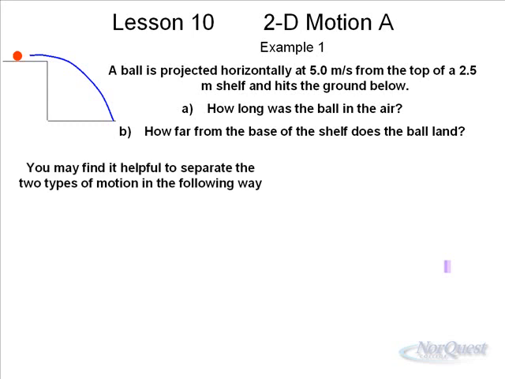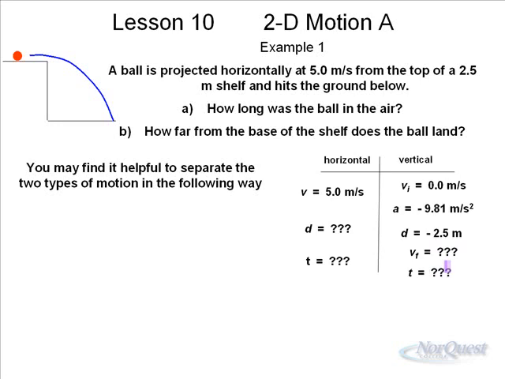One of the best methods of solving these, not the only one, but most methods will include a separation of both types of motion. So what we do is we say, all right, let's put the horizontal motion on one side of the solution and deal with everything horizontally, and then let's put the vertical on the other side. The reason we do that is because these two types of motion, horizontal and vertical, are independent of each other.